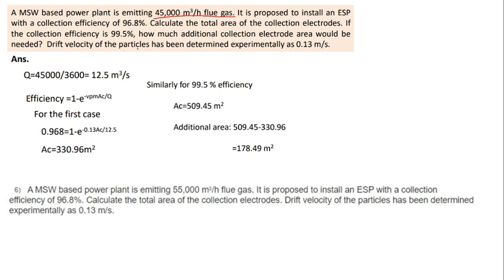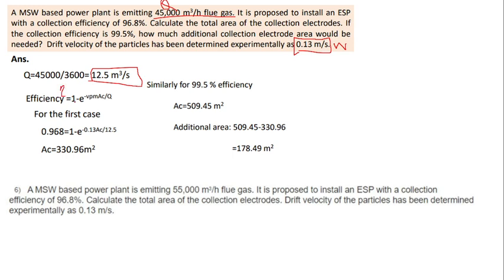Drift velocity of the particle has been determined experimentally as 0.13 meter per second. So W is directly given and Q is mentioned as 45,000 meter cube per hour. Since the unit of W is meter per second, we have to convert this 45,000 meter cube per hour into meter cube per second by substituting 3,600 here in the denominator. So now the Q obtained is 12.5 meter cube per second. This is to be substituted in our efficiency formula.